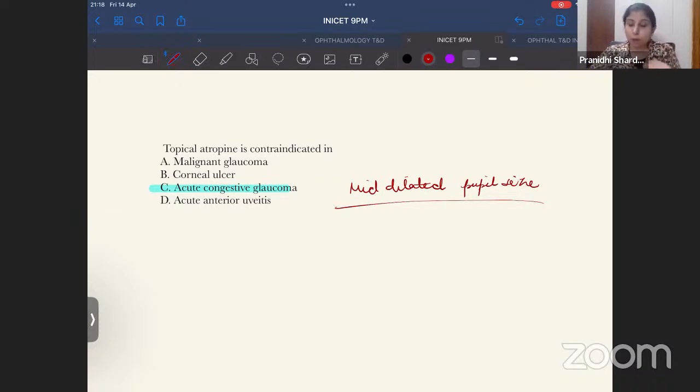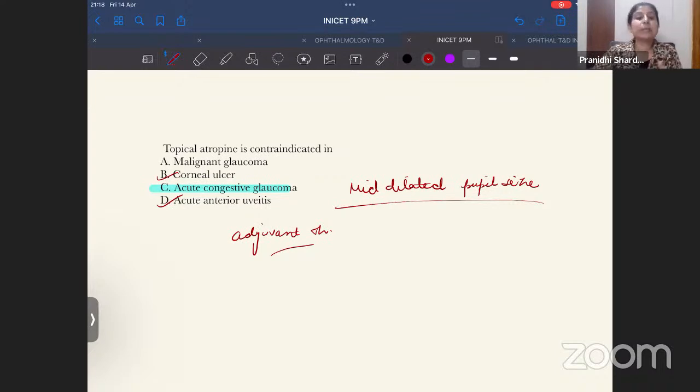Now, the other options, corneal ulcer and acute anterior uveitis. We know that mydriatics are used as a part of the adjuvant therapy, because they can help the patient get relief from pain by decreasing the spasm of the ciliary muscles. By decreasing the ciliary spasm, they help the patient get relief of pain. So they are used as a part of the adjuvant therapy in cases of corneal ulcer and acute anterior uveitis.